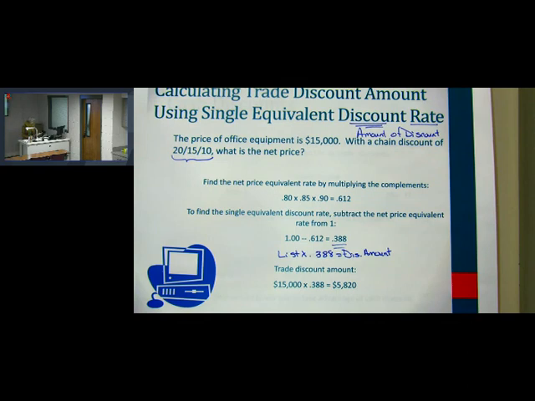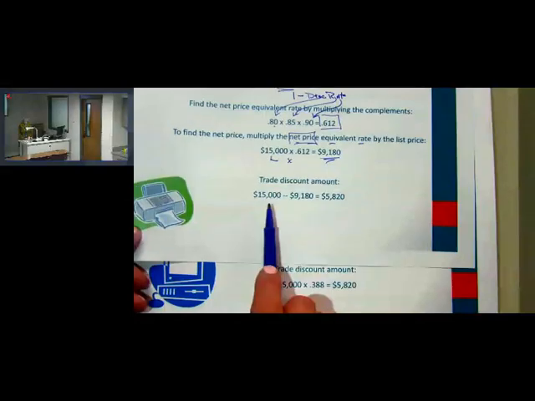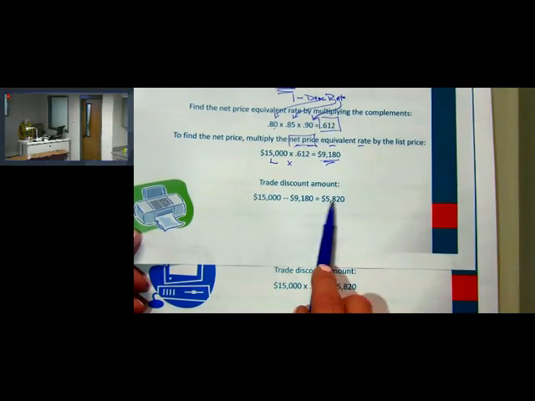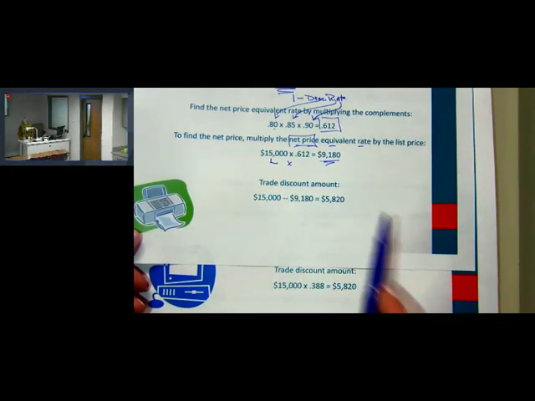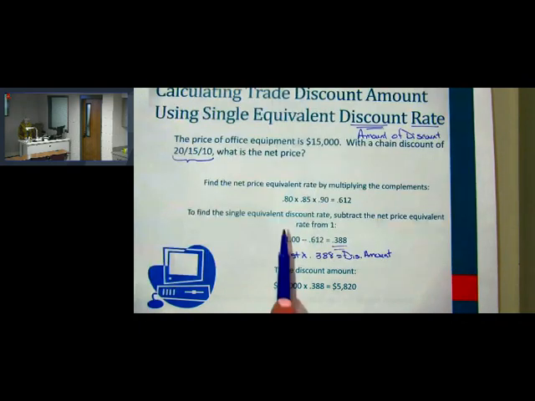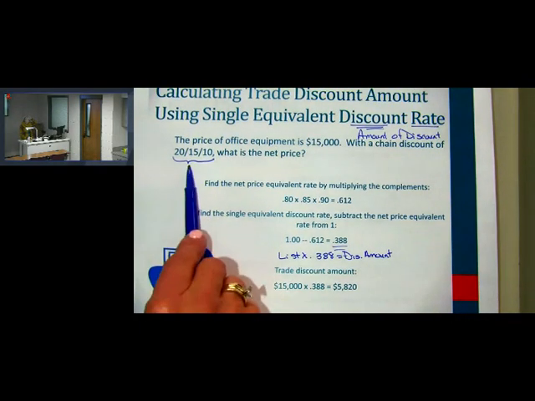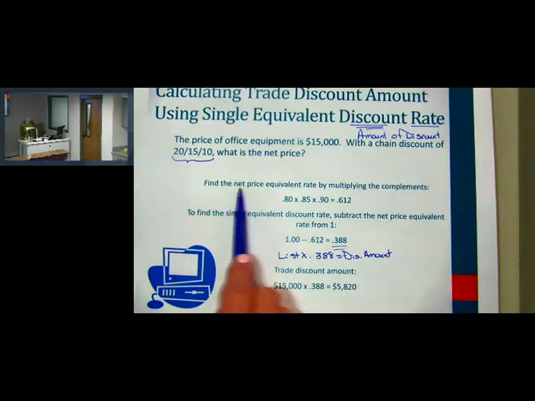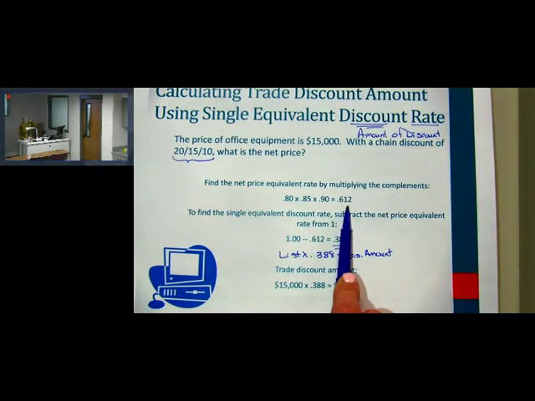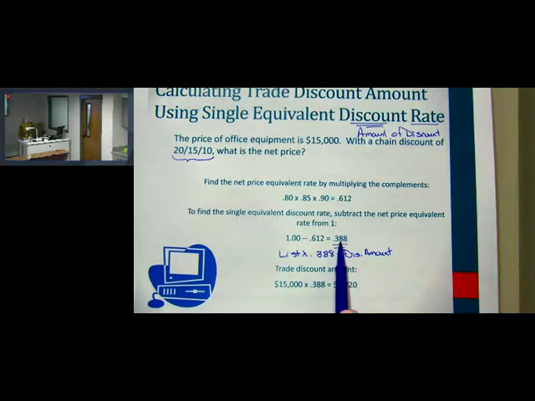Now, once again, we figured it differently here. We figured it right here once we figured net. We did a little subtraction step. But if you're just looking for the discount amount, notice you can also figure that from this chain discount. You've got to multiply them. You've got to get the net price rate. Then you have to take 1 minus the net price rate to get the single equivalent discount rate. Single equivalent discount rate times list will always give you discount amount.